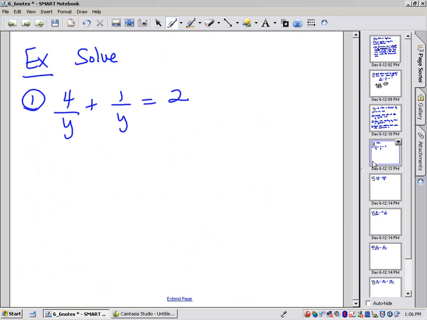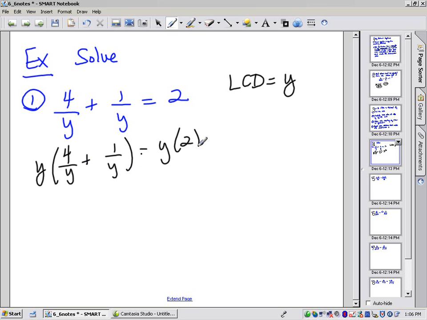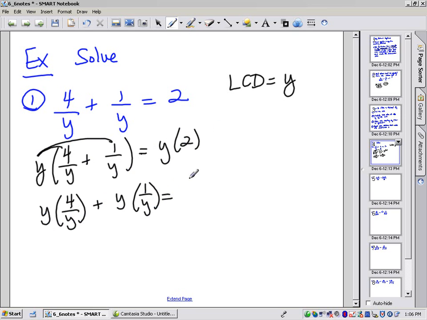Here's my first equation. 4 over y plus 1 over y is equal to 2. So we know that the least common denominator is just y, since that's our only denominator. Then we're going to multiply both sides of the equation by y. And then we will distribute on the left. So that actually becomes y times 4 over y plus y times 1 over y is equal to y times 2, which is 2y. So on the left, we get just 4 plus 1 is equal to 2y.